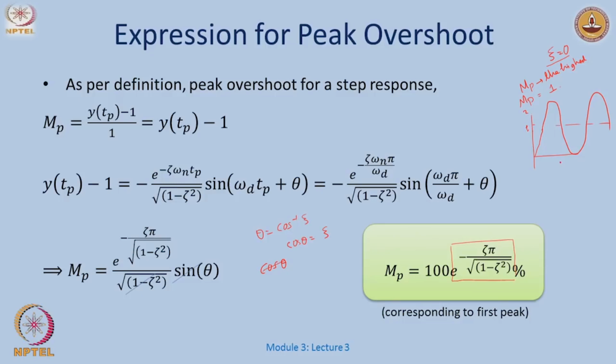Now if zeta keeps on increasing, I see that my overshoot keeps on decreasing. So, if I just were to plot the peak overshoot versus zeta, with zeta going from 0 to 1, this will go from 1 all the way till 0. This is really important. One of the design parameters here could be, if I were to restrict my peak overshoot, then my problem would be to design my system with the appropriate zeta.